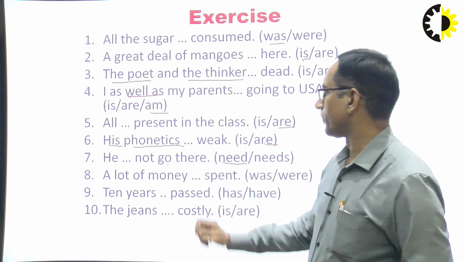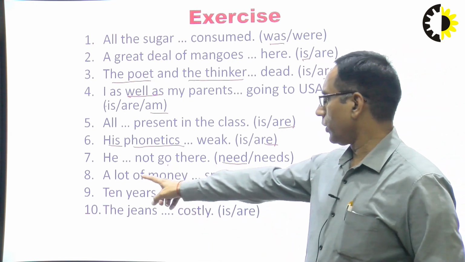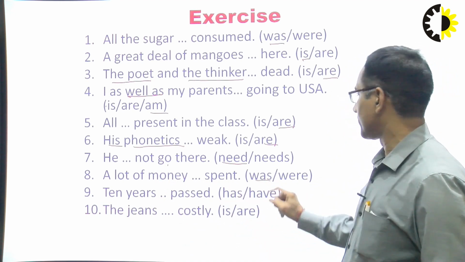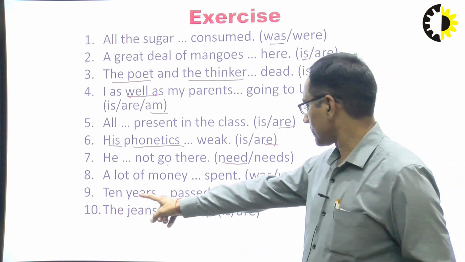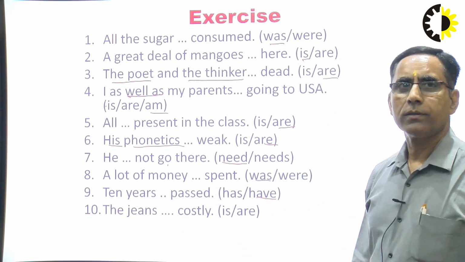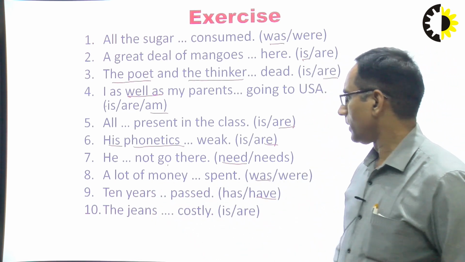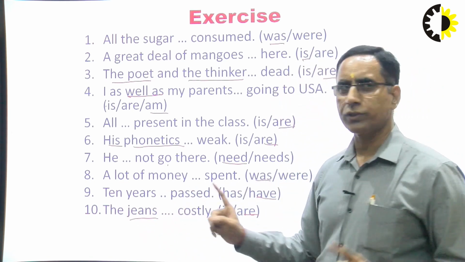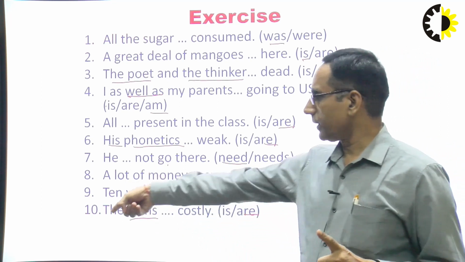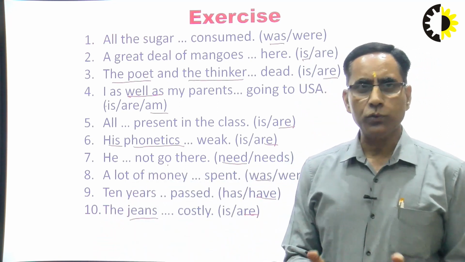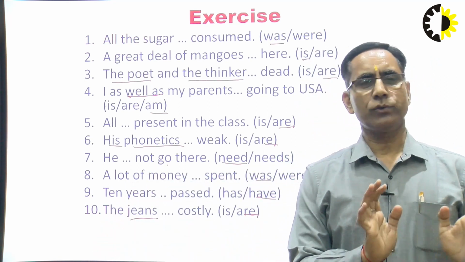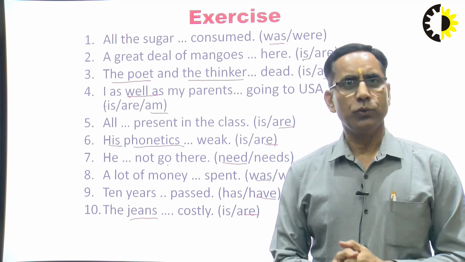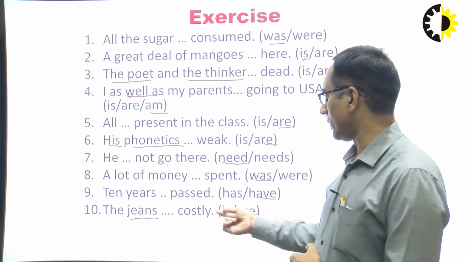The main verb is go. "A lot of money." Again, money is uncountable. "A lot of money was spent." "Ten years have passed." "The jeans are costly", because these are words having two same components and we are not using "a pair of". So if you are not using "a pair of", and simply using the jeans, the trousers, the spectacles, the scissors, the pliers, the shoes, we use the plural verb with these.